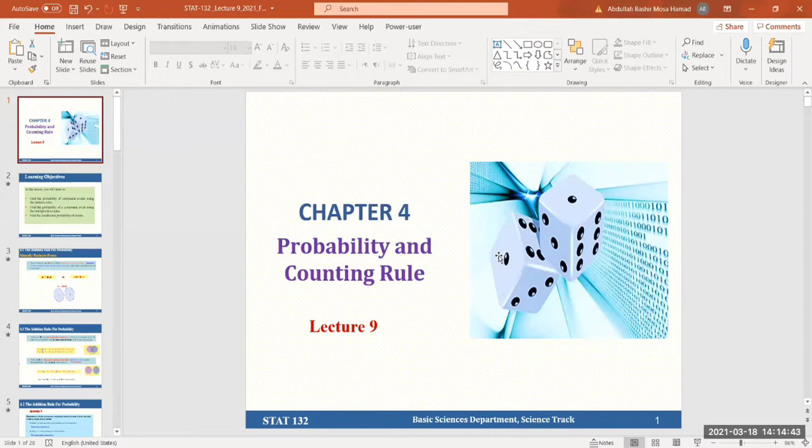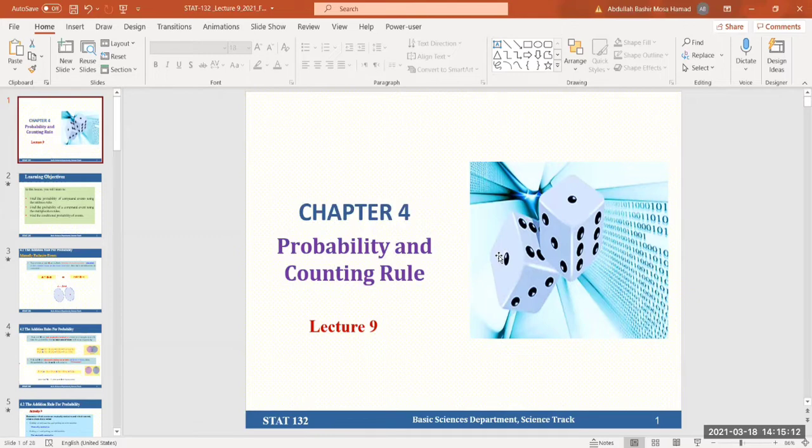We divide event into 4 types. Simple event consists of one outcome. Compound event consists of more than one. Then certain event consists of all outcomes, which is equal to the sample space. Then impossible event, which is denoted by the empty set. Actually, it is an impossible event. These 4 types we discussed.